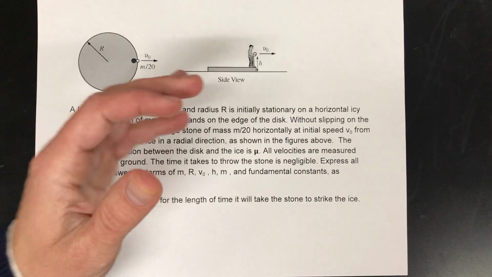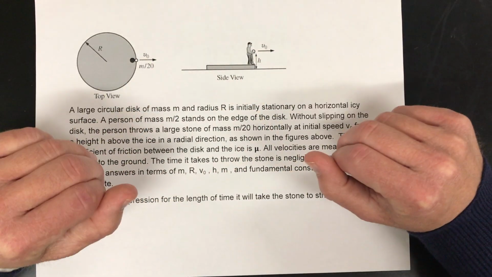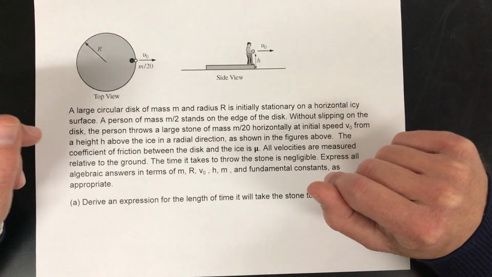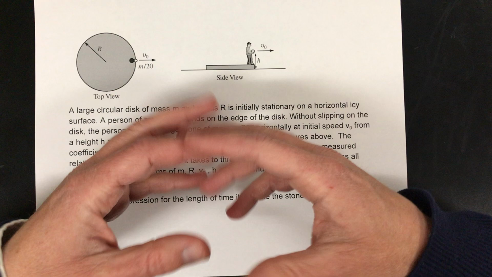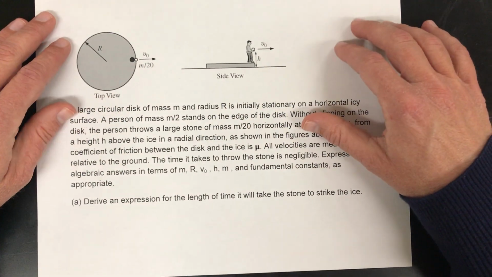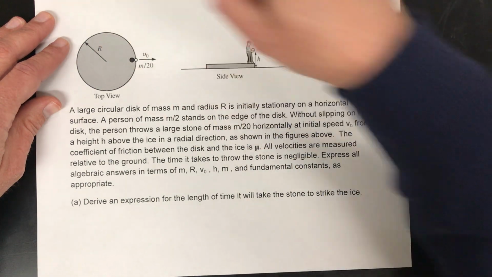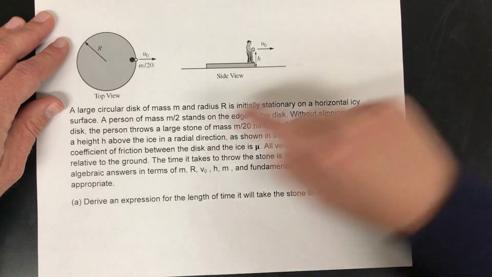Hey everybody, this is an AP Physics C problem actually from 2014, but there's no calculus in this one, so it's pretty useful to practice here in class, and it's got a good review of a lot of different topics. It says that we've got this large circular disk of mass m and radius r initially stationary on a horizontal icy surface.